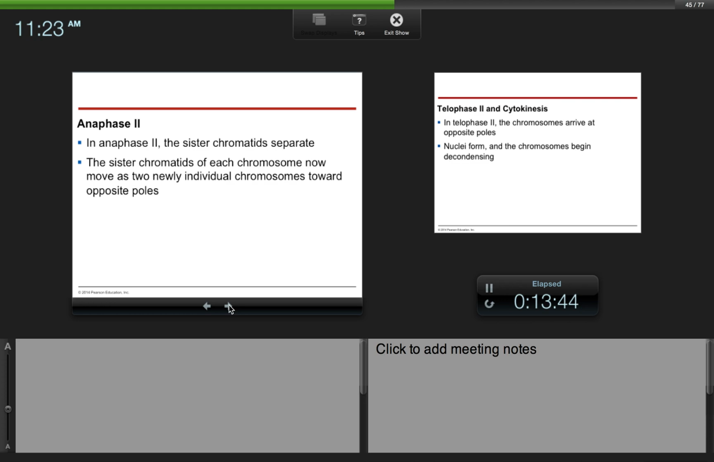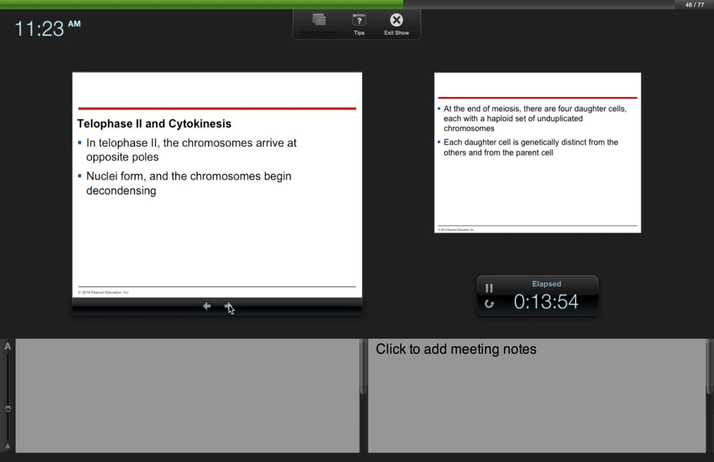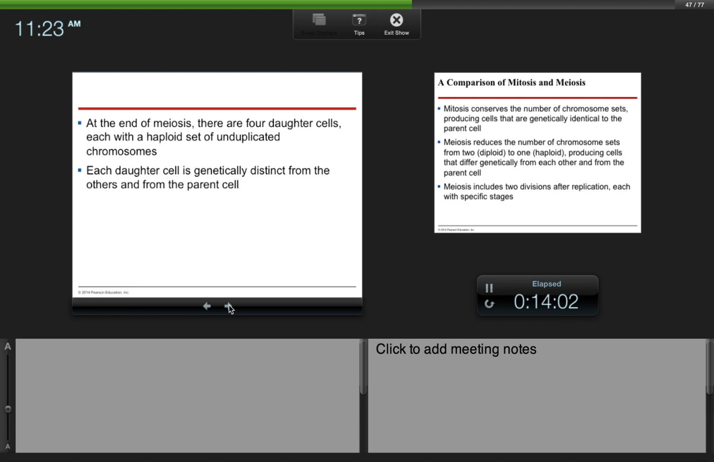The kinetochores of sister chromatids attach to microtubules extending from opposite poles. In anaphase 2, the sister chromatids separate. The sister chromatids of each chromosome now move as 2 newly individual chromosomes toward opposite poles. In telophase 2, the chromosomes arrive at opposite poles, nuclei reform, and the chromosomes begin decondensing. At the end of meiosis, there are 4 daughter cells, each with a haploid set of unduplicated chromosomes. Each daughter cell is genetically distinct from the others and from the parent cell, so you have a lot of genetic variation in the gametes.